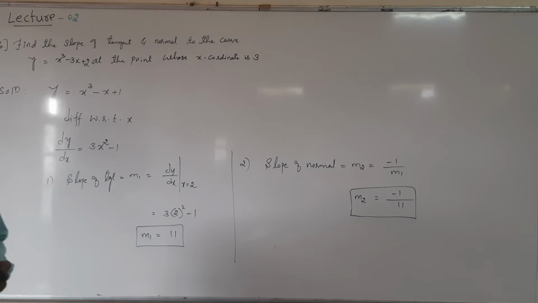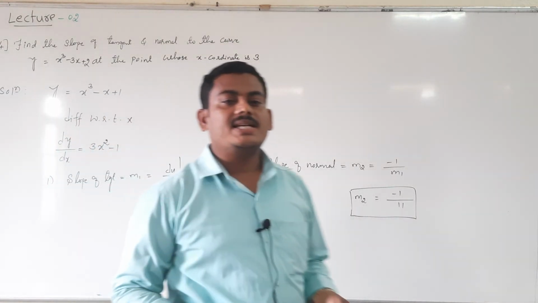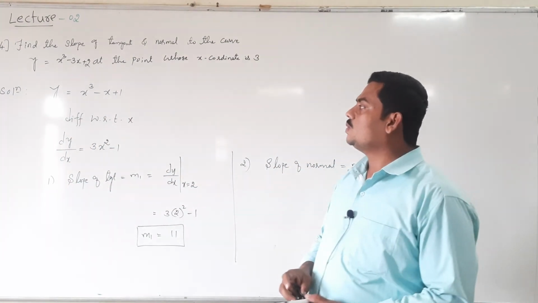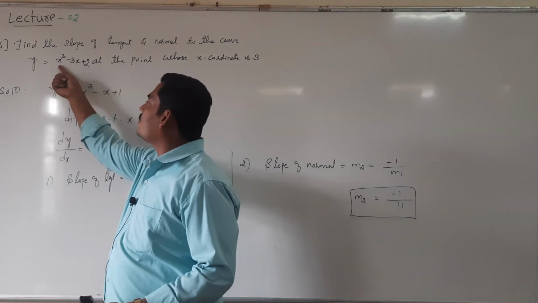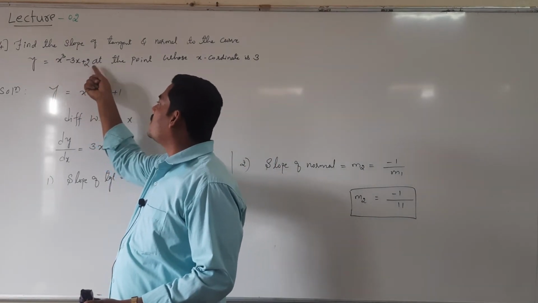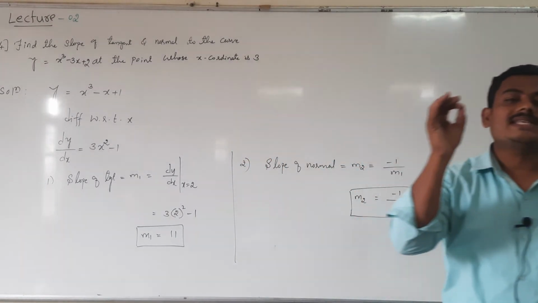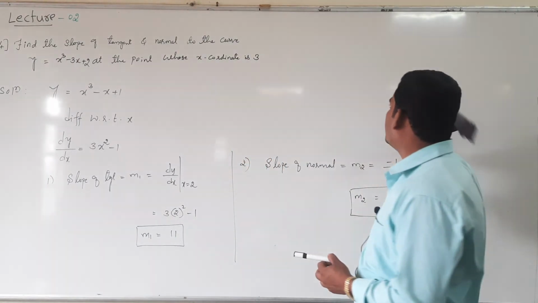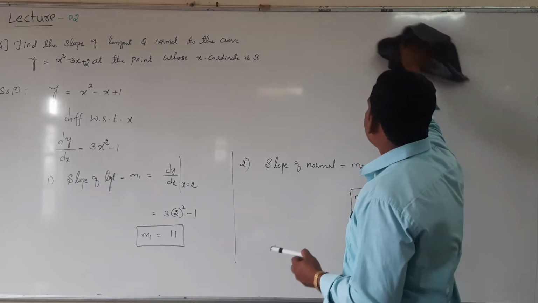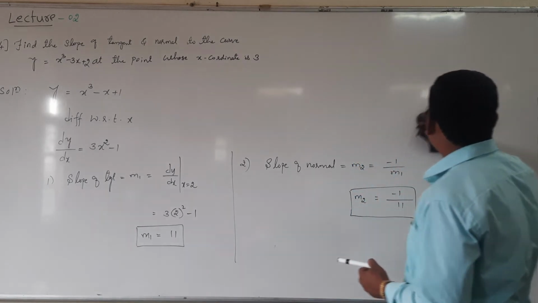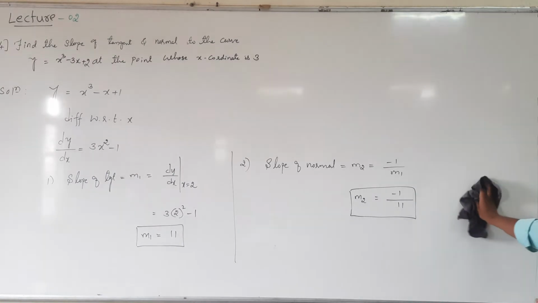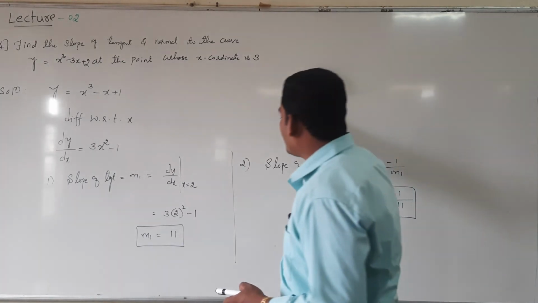For this curve, find the slope of the tangent and normal to this curve. The curve is y equal to x cube minus 3x plus 2 at the point whose x coordinate is 3. Means at x equal to 3 only. At x equal to 3, find the slope of the tangent line and normal line. This is the question. Again same procedure only.